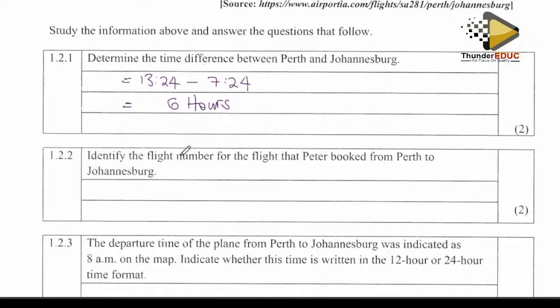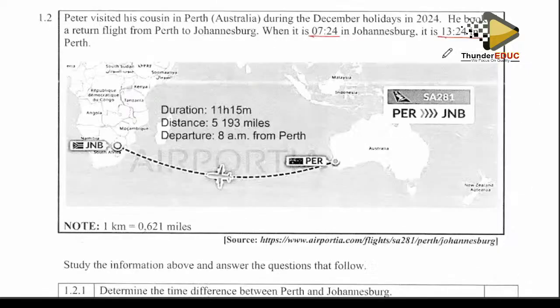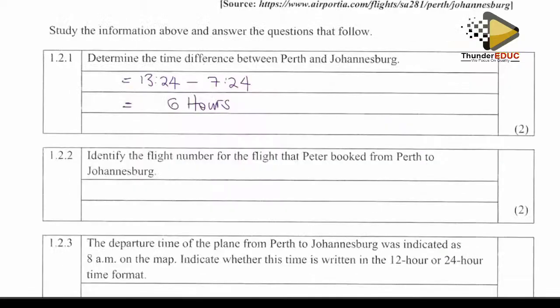6 hours. Identify the flight number for the flight that Peter booked from Perth to Johannesburg. From Perth to Johannesburg, look at this. So the flight number will be this one, SA 281.